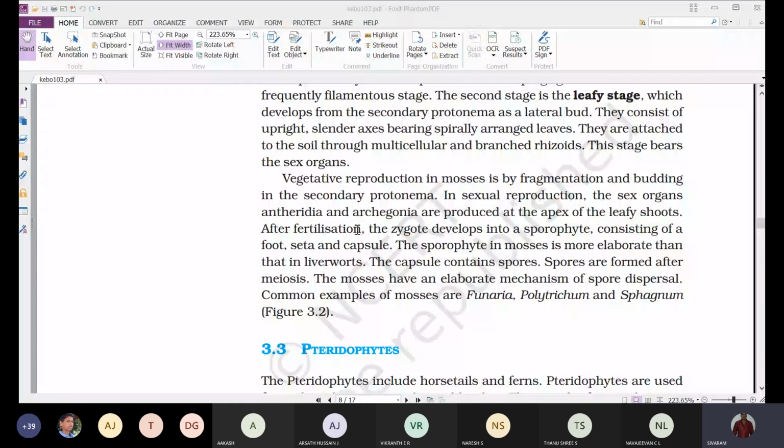Okay, that means the zygote will not immediately undergo meiosis. First it will produce a diploid sporophyte, and the sporophyte consists of foot, seta, and capsule. The foot is enclosed inside the leafy stage of the gametophyte. The seta is a long, slender, thread-like structure, and at the tip of this seta we'll find a slightly swollen structure called the capsule.